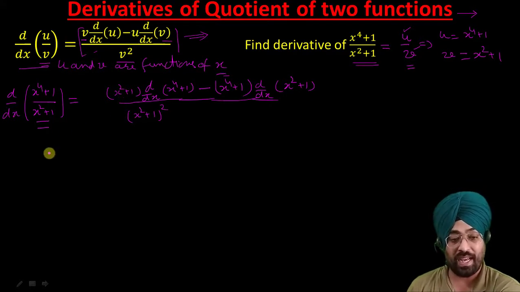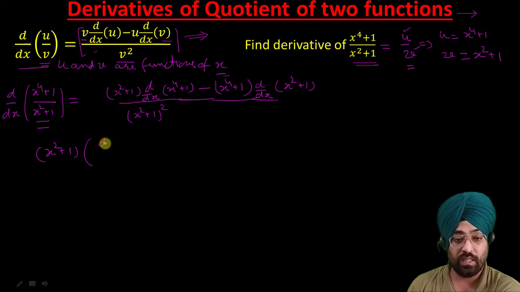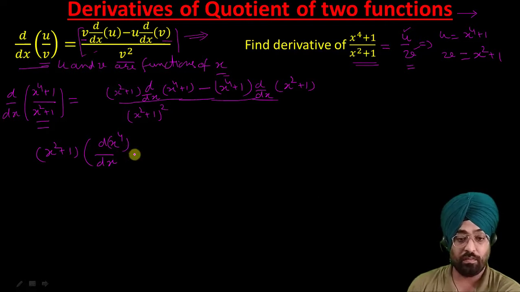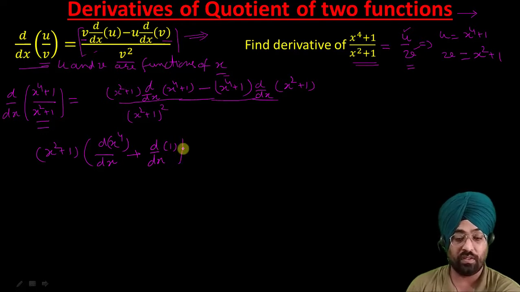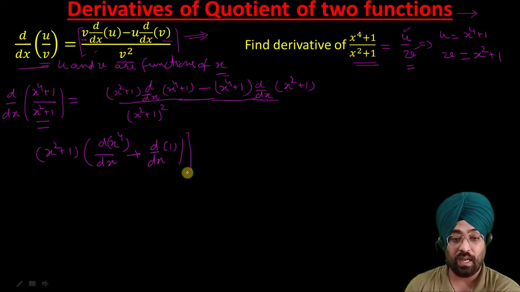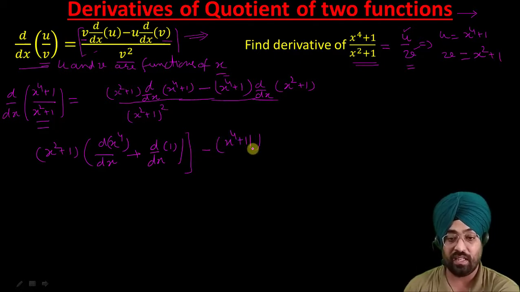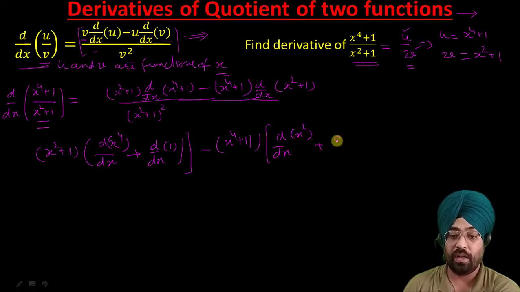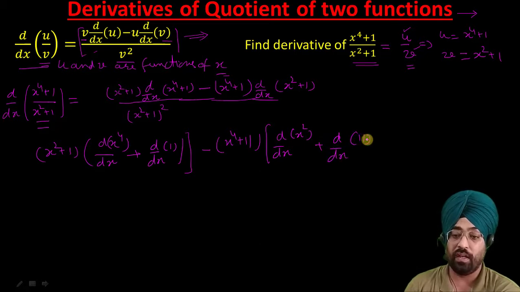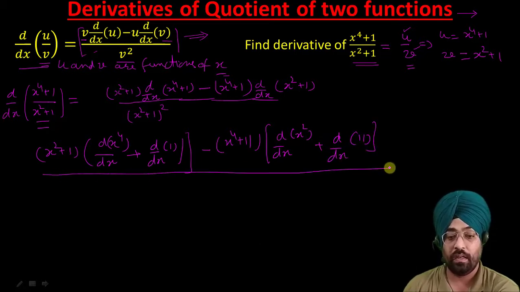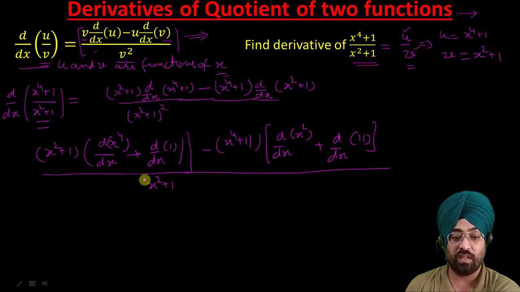So it becomes x square plus 1 as it is in the numerator. Then it becomes d of x raised to the power 4 by dx, derivative of x raised to the power 4, plus dy by dx of 1. So applying the u plus v rule, then we have this negative sign, x raised to the power 4 plus 1 as it is, then dy by dx of x square plus dy by dx of 1, and in the denominator we have x square plus 1 whole square.